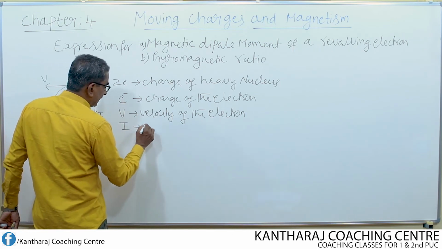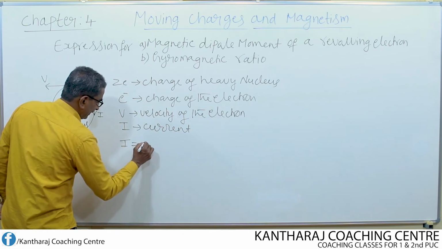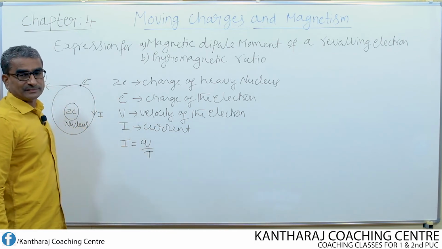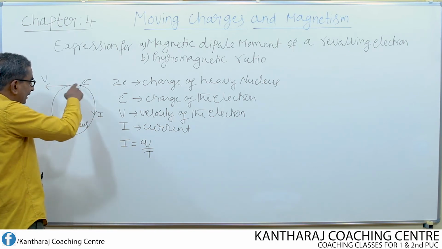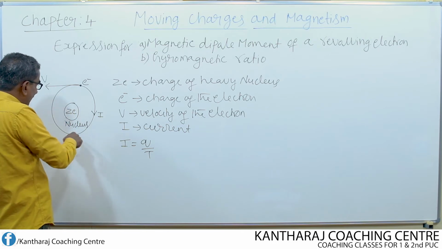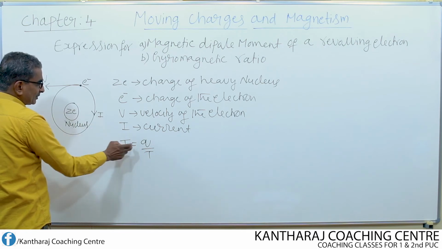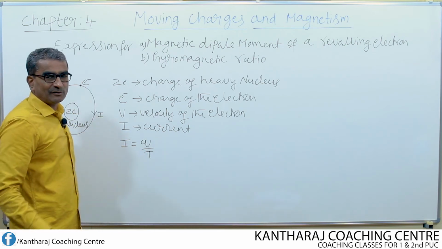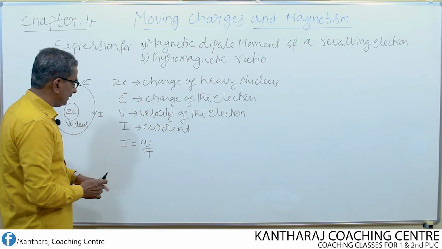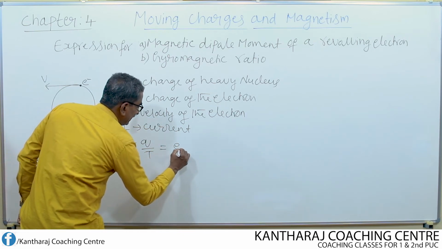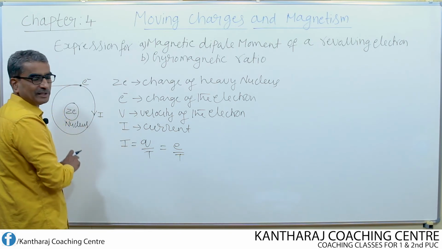So I is the current produced due to the motion of the electron, and this I is given by q by T. What is capital T? Capital T is the time taken to complete one revolution around the nucleus. For one revolution, the current is I. Again, for the next revolution, the current is I. So this can be written as e by T, because q is nothing but the charge of the electron, as the electron is giving rise to the current.